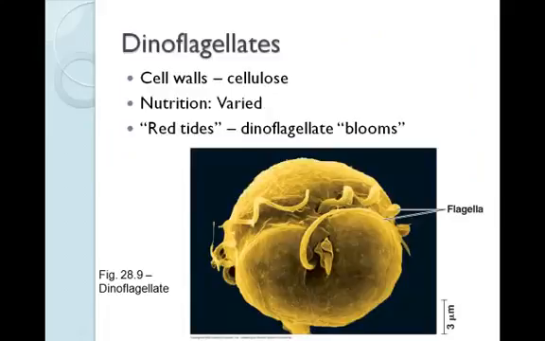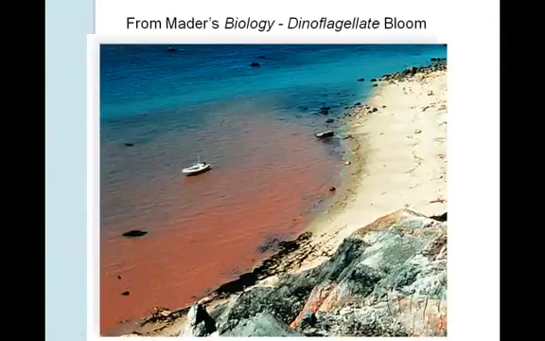The dinoflagellates are another group of protists with an interesting structure. The dinoflagellates have two flagella that wind around their bodies and allow the cells to swim. Dinoflagellates have cell walls made of cellulose and have varied forms of energy production. Some are photosynthetic or autotrophic, while others are heterotrophic. Some dinoflagellates are responsible for blooms called red tides. Red tides can consume oxygen and are responsible for fish kills.